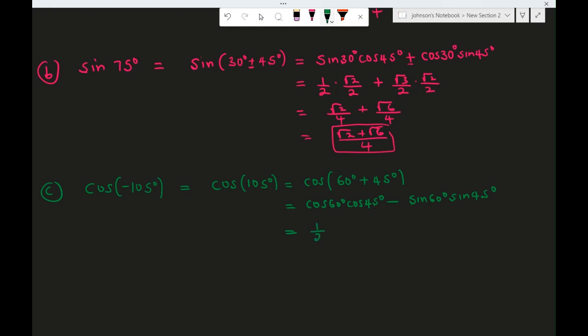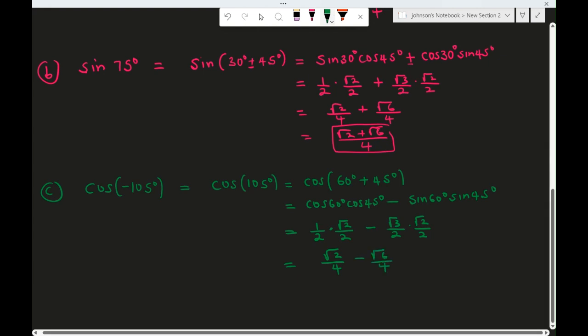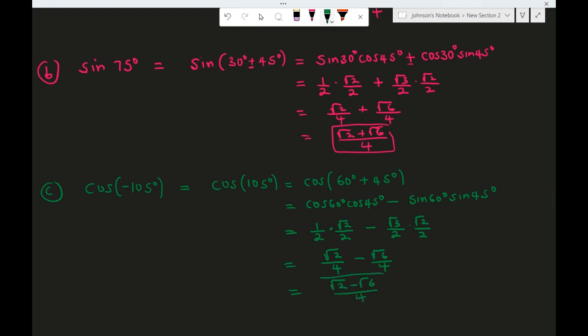And what do we have here? What is cosine 60? It's 1 over 2. Cosine 45 is root 2 over 2. Sine 60 is root 3 over 2. And sine 45 is root 2 over 2. So this will give us root 2 over 4 minus root 6 over 4. And this will just be root 2 minus root 6 all over 4.